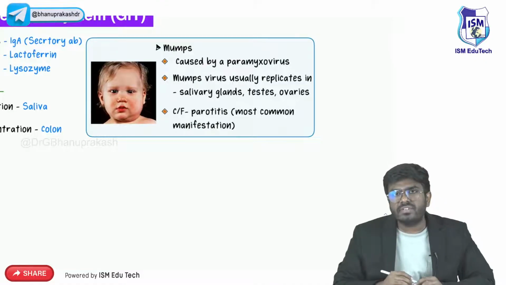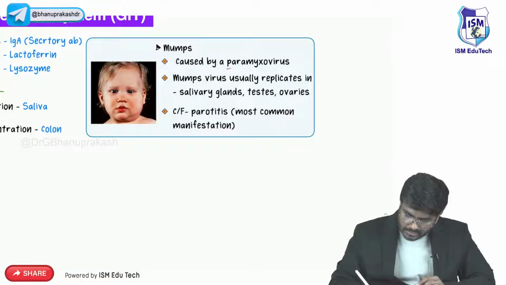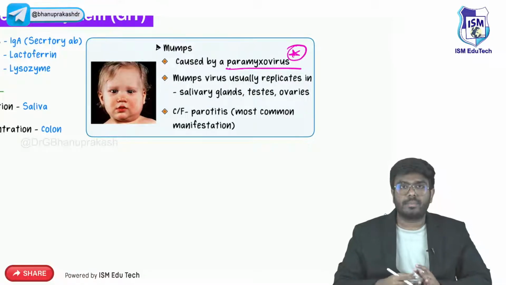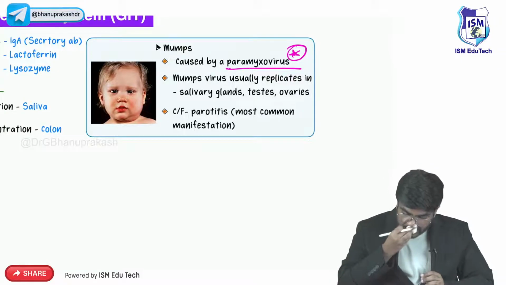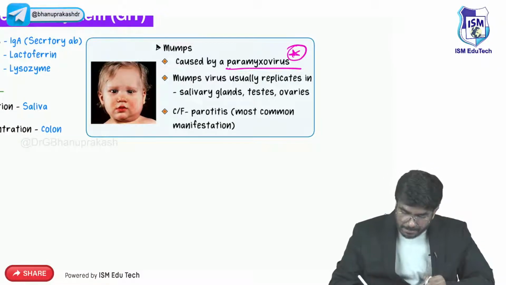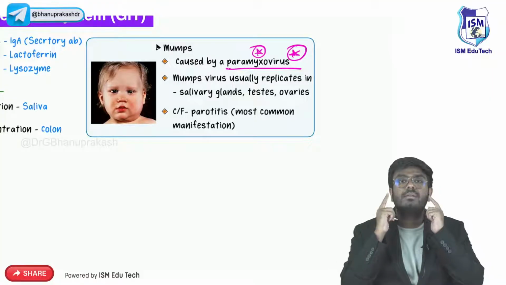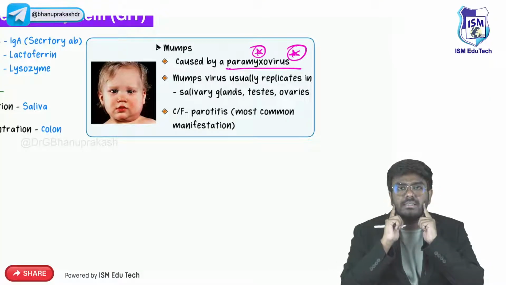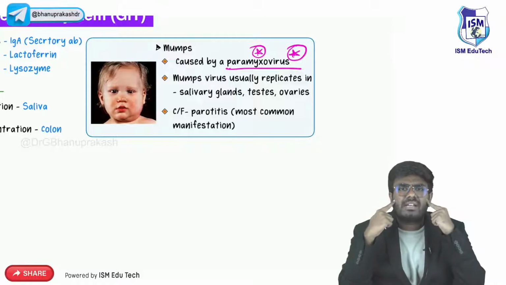We are talking about the salivary glands. Which virus affects the salivary glands? The paramyxovirus or the mumps virus. Mumps virus belonging to the paramyxoviridae family. So this mumps virus is going to affect your salivary glands. Not only the salivary glands will be affected because of this paramyxovirus.